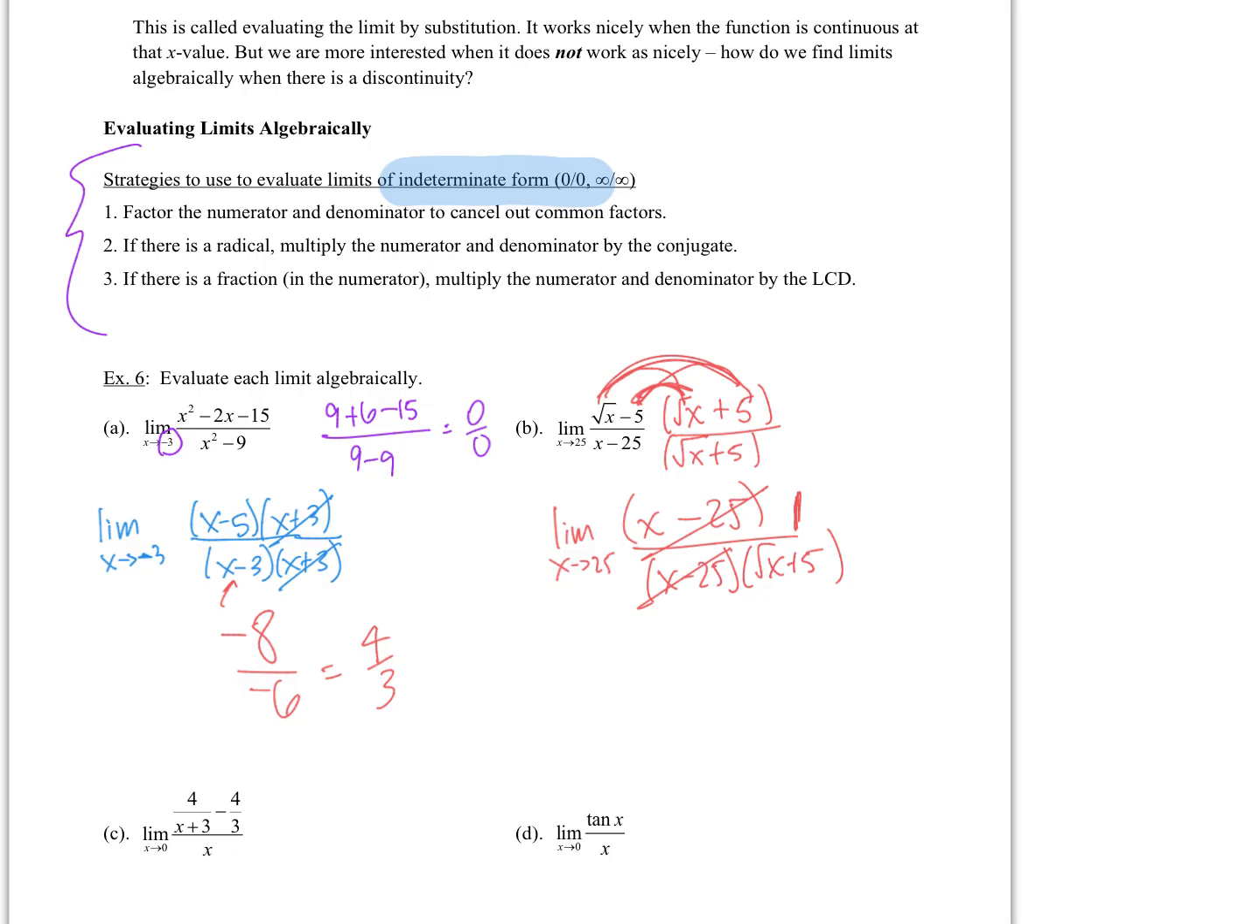I'm going to do direct substitution. The top is a 1. The bottom, when I put 25 right here, ends up being 5 plus 5. So the limit here is 1/10.